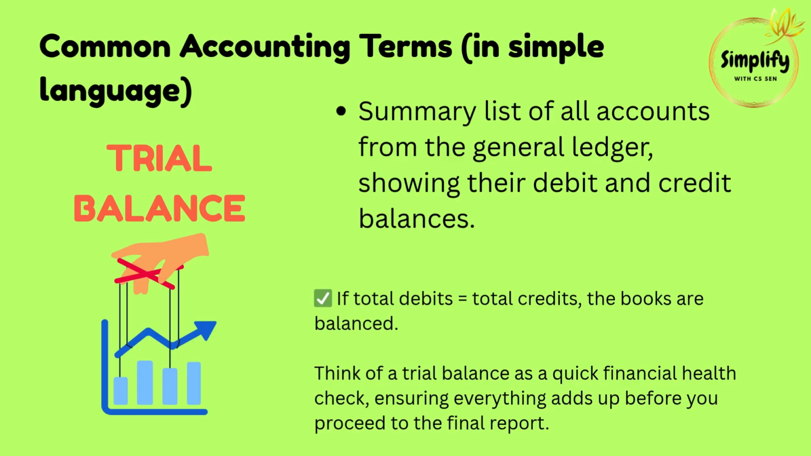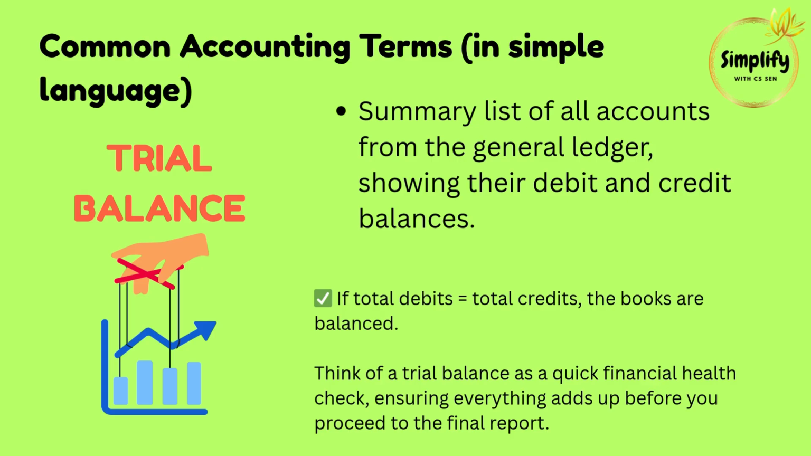What is a trial balance? A trial balance is a summary list of all accounts from the general ledger, showing the debit and credit balances. It's used to verify that the accounting entries are mathematically accurate. If total debits equal total credits, the books are balanced. Think of a trial balance as a quick financial health check, ensuring everything adds up before you proceed to the final report.